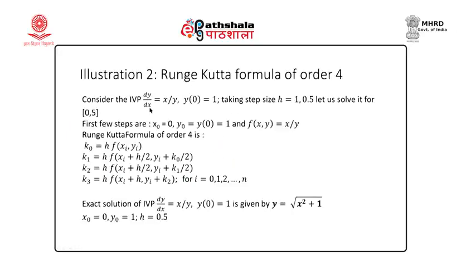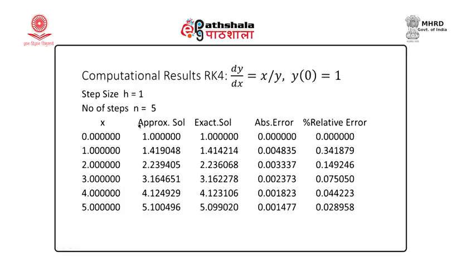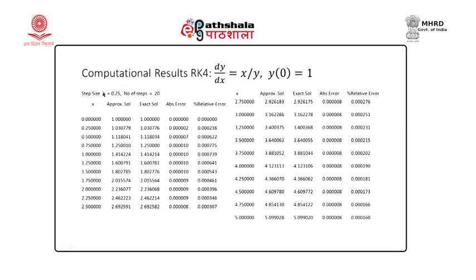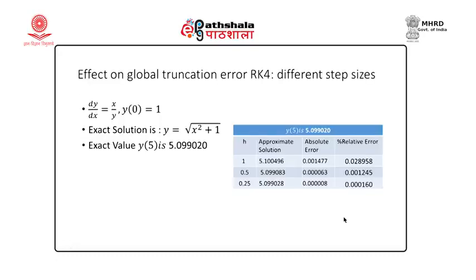Now, let us come to the second illustration, x by y, the same exercise if we repeat for this. Here h equal to 1, the absolute error is 0.001477, percent relative error is 0.028, and if we further reduce the step size, the answer is almost correct up to 4 decimal places, and if you further reduce, it is correct up to 5 decimal places, almost correct up to 6 decimal places.